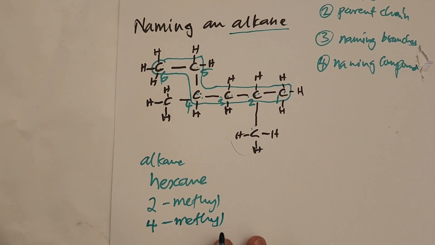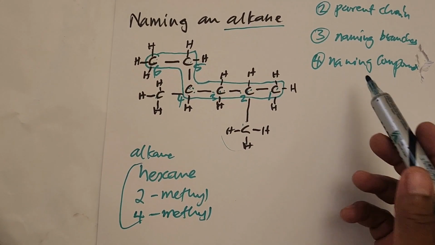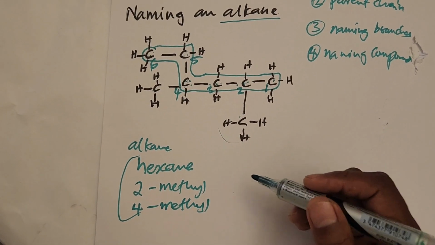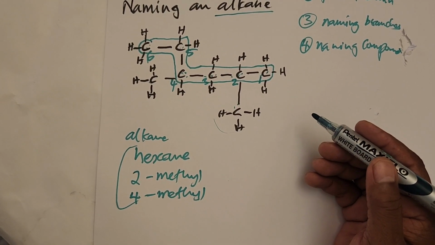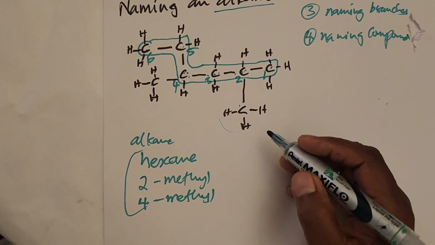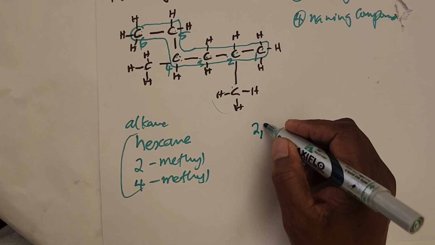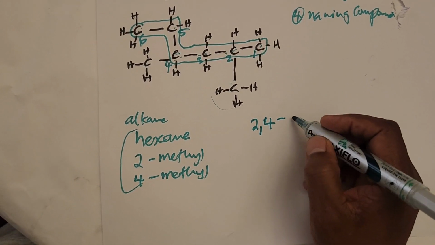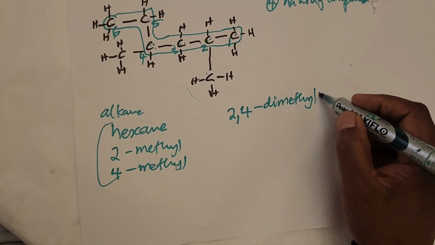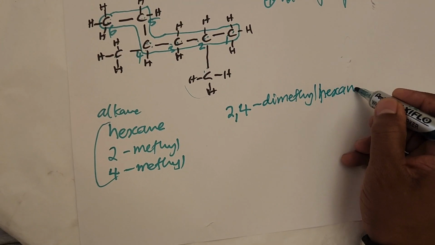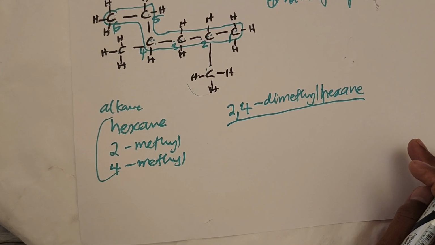Now, in naming the whole compound, you're left to connect all these 3. Remember, when you name, we start with the branches or substituents. They will be in front of the parent name in this case. Now we have at carbon number 2, methyl. Again at carbon number 4, methyl. Because there are 2, I will call it dimethyl. And then the parent chain is hexane. That is how we name this one. So the name of this will be 2,4-dimethylhexane.